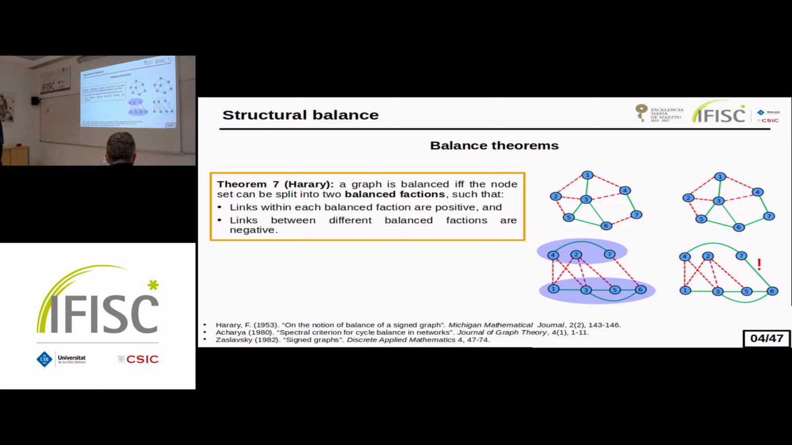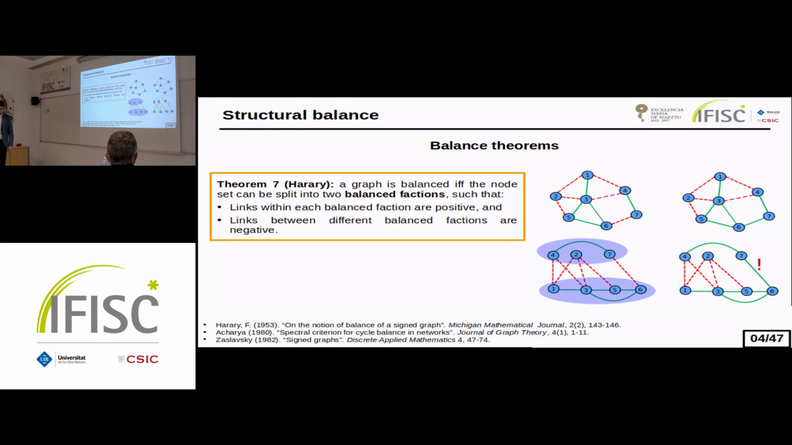As an example, if we take the network from before, we can rearrange the location of the nodes, and we see that there are two groups, and all edges within each group are positive, and the edges between the groups are negative. For the unbalanced graph, this is not possible because there is always one edge that violates one of these two norms.